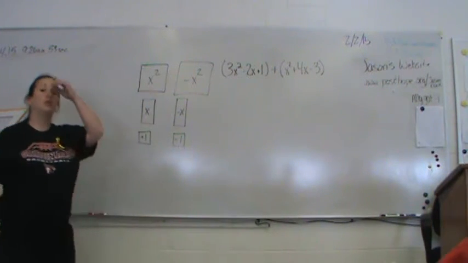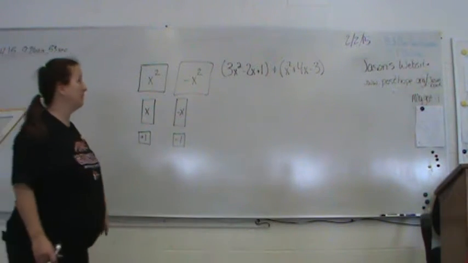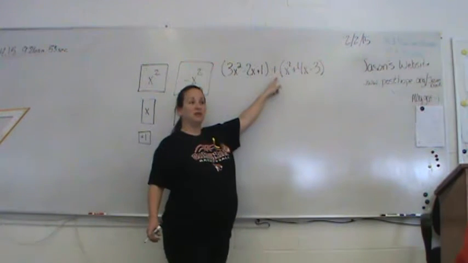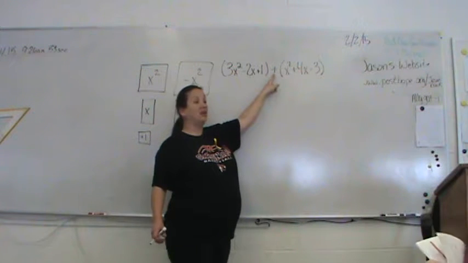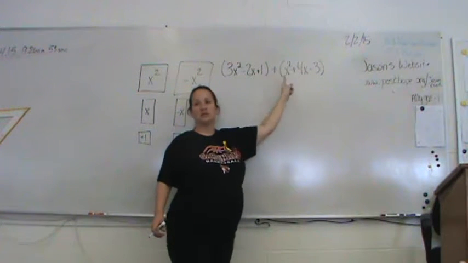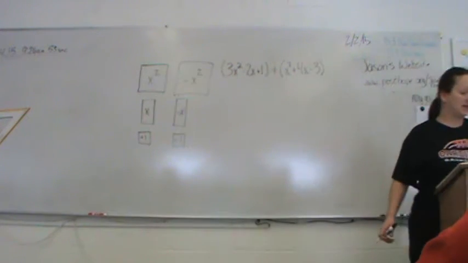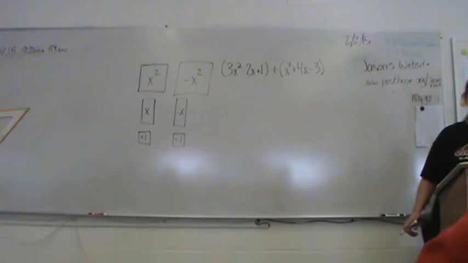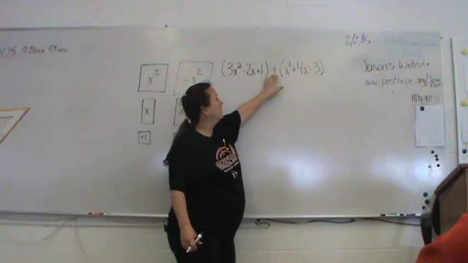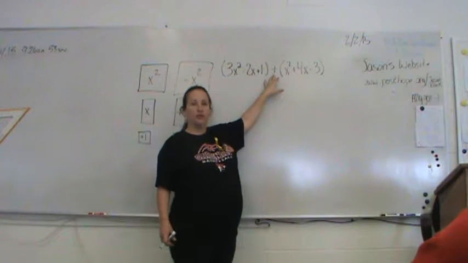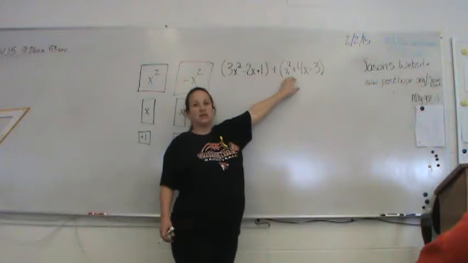Okay, so we need to draw our tiles. You're going to draw tiles representing every part of this problem. Because this is a positive, nothing changes with that second one. If it was a negative here, then we have to change all of the signs in the second one, because it's like I'm distributing a negative 1 through. These signs don't change if this is a positive, but they will all change if it's a negative.